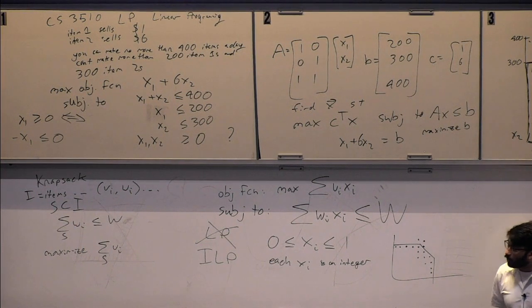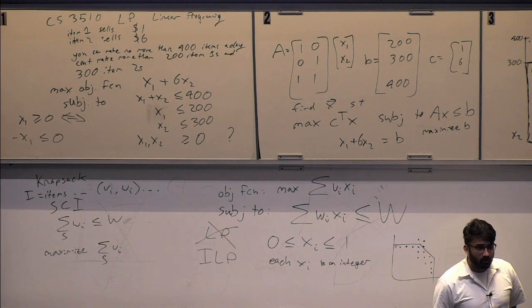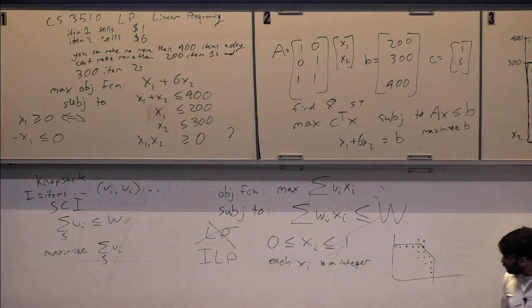The algorithm for linear programming, as we'll see today, is you just sort of travel along the border, maximizing the objective function. Here, unfortunately, you have to basically guess and check. You have to try a bunch of things out. And unfortunately, that's going to be NP-complete. It should be believable that ILP is NP-complete.